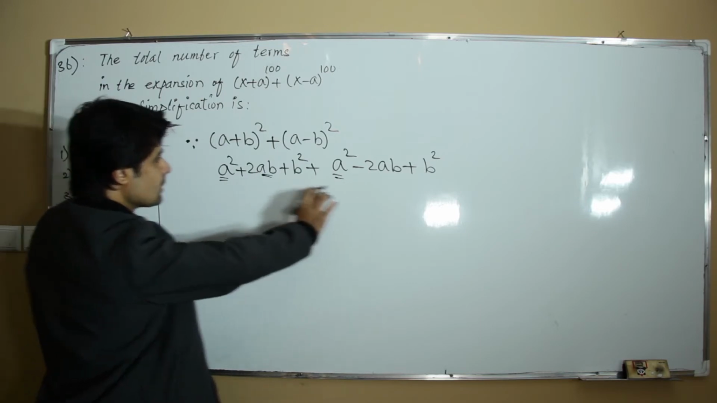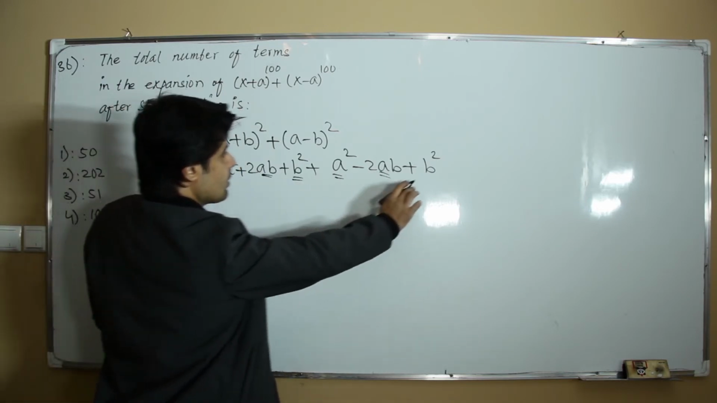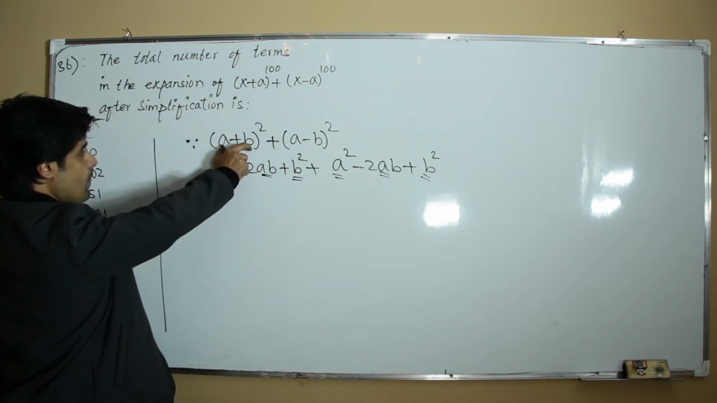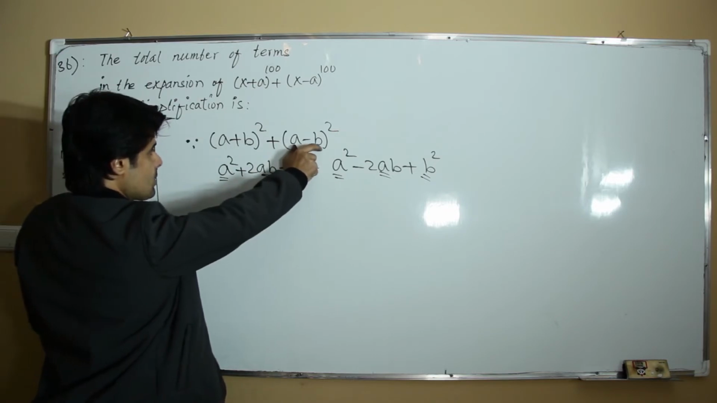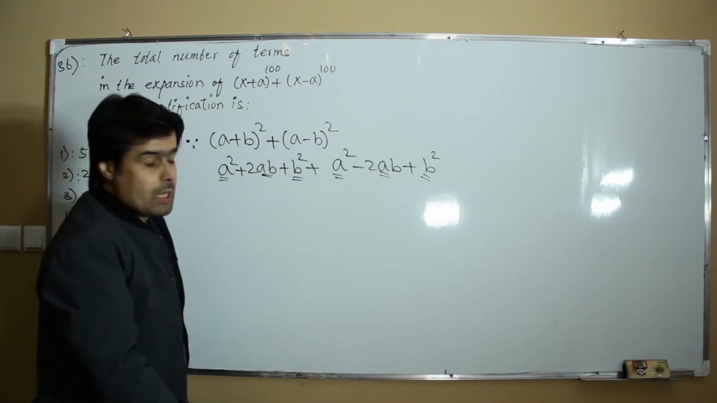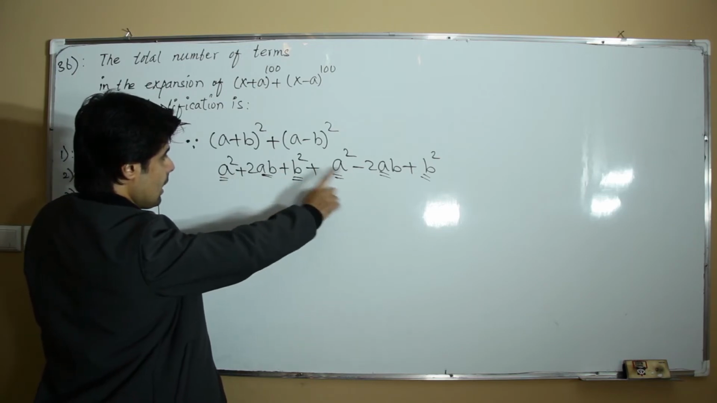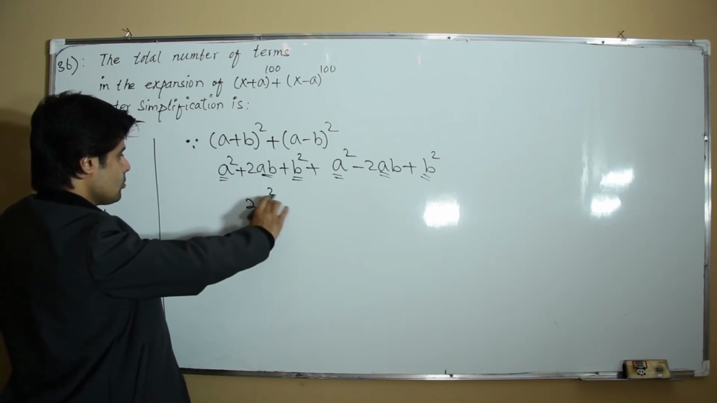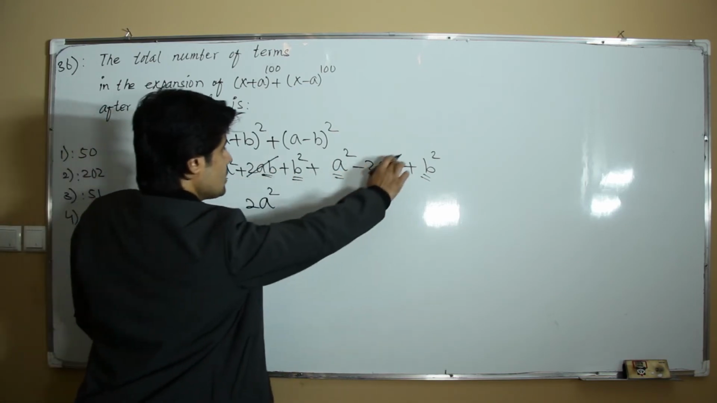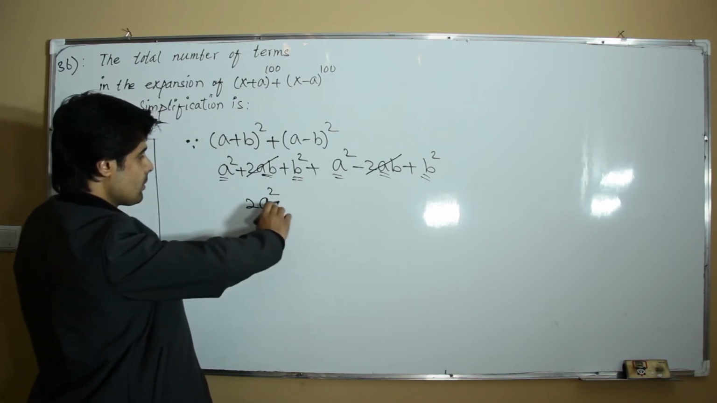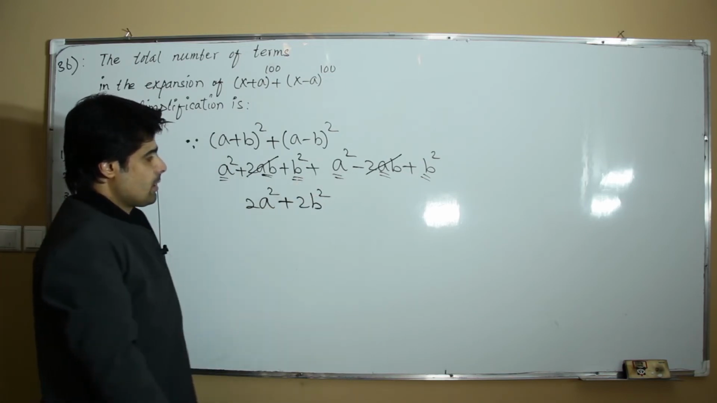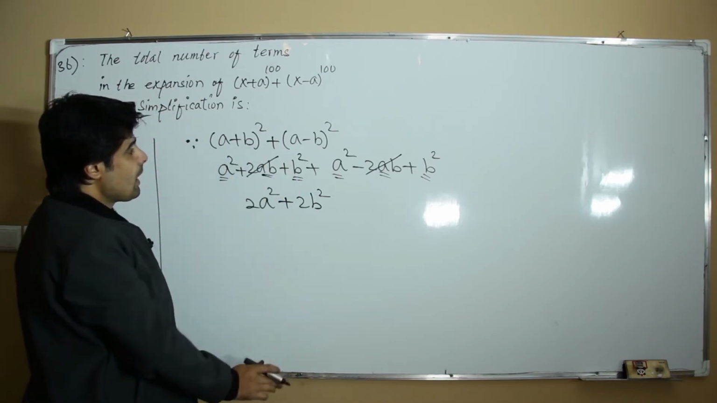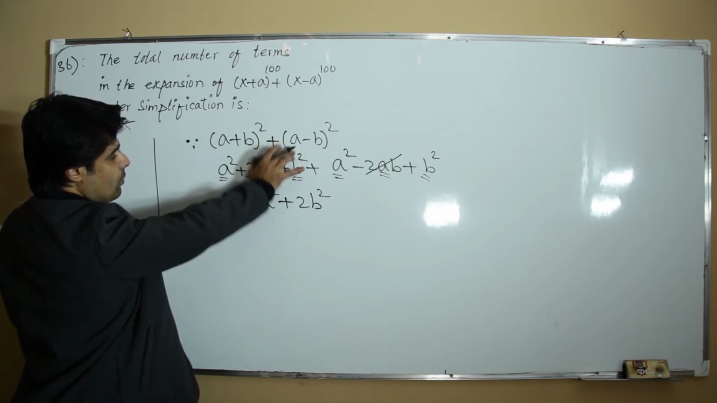The second term are equal. The third term are equal. It means the terms for the expansion of this one and the terms for the expansion of this one are equal. Some of them are added and some of them are cancelled. In here, a square is added to a square. 2ab with this 2ab is cancelled, but b square with b square is added. So it is 2a square plus 2b square. The question is, how many terms do we have after simplification of this one? We have 2 terms.